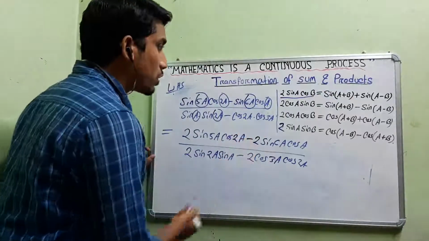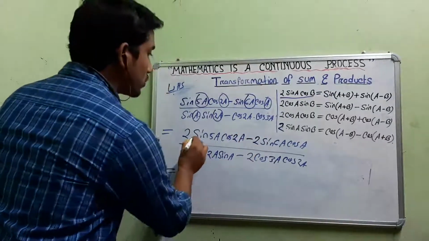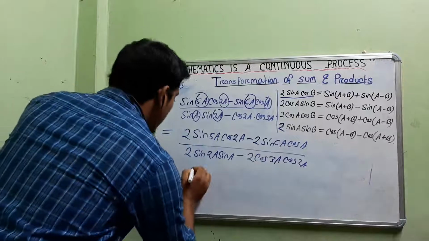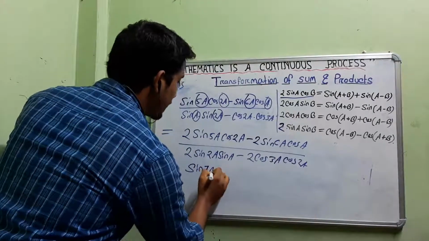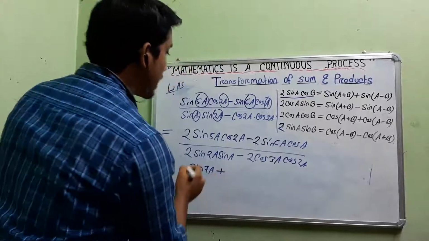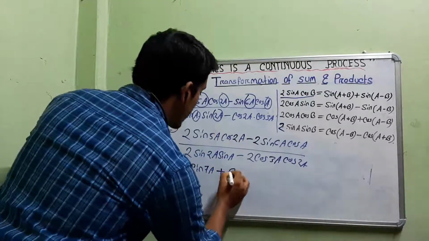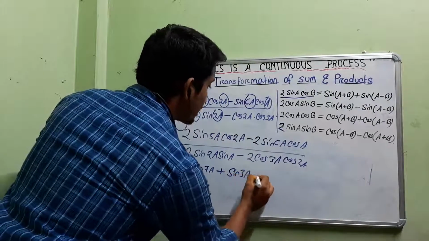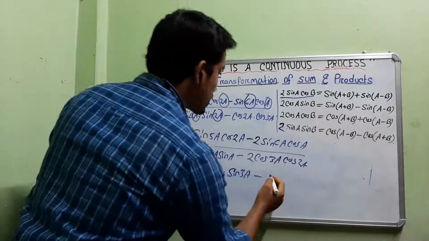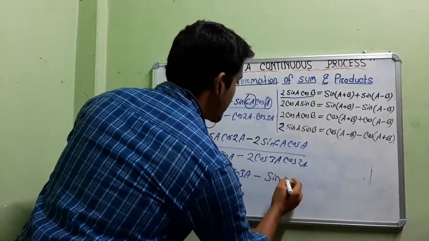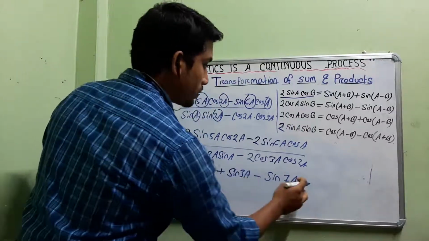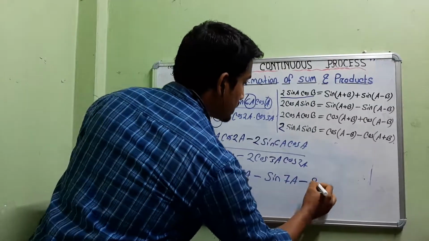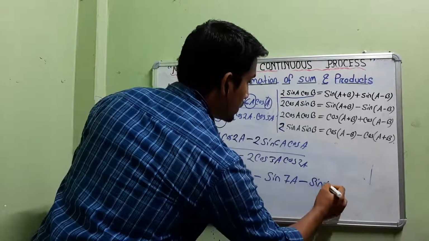So now you just apply the formula. What is the formula for 2 sin a cos b? The formula is sin(a+b) + sin(a−b). A plus b means 5a plus 2a, it will be 7a, plus sin(a−b), 5a minus 2a, that means sin 3a. Minus again 2 sin a cos b, so sin(a+b) means again 7a, and minus sin(a−b) will be sin 5a.